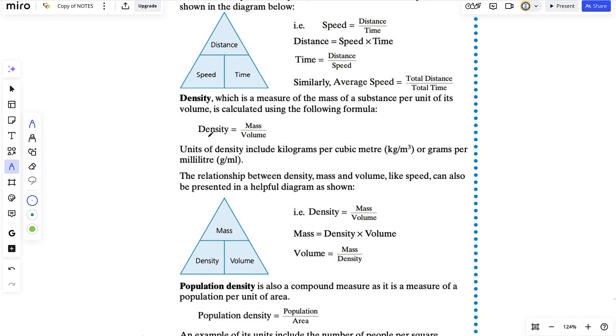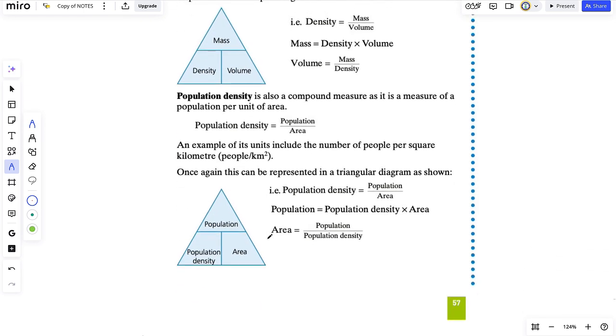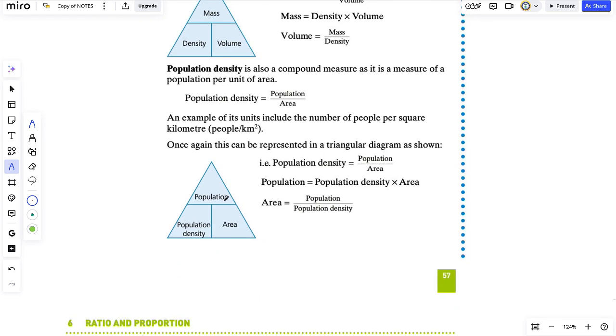There's another one for density. Density is mass over volume. If you want volume, it will be mass over density, and if you want mass, it is density times volume. You must know these three equations. They are always used.